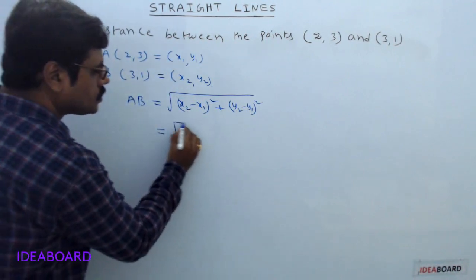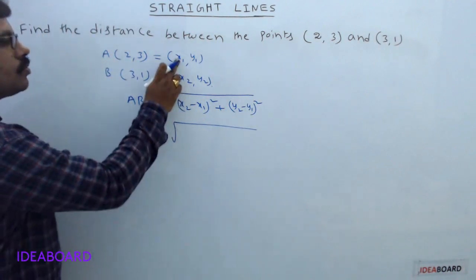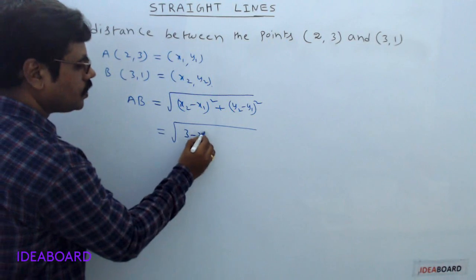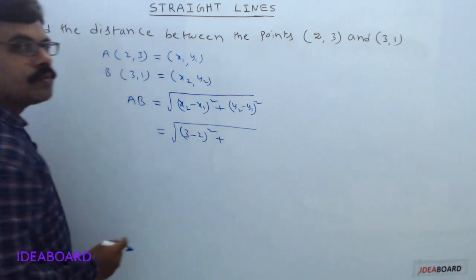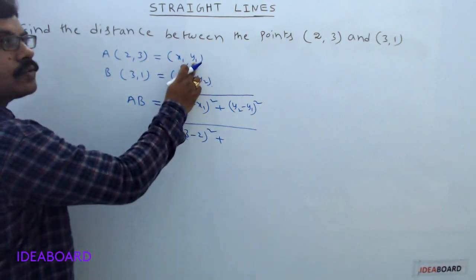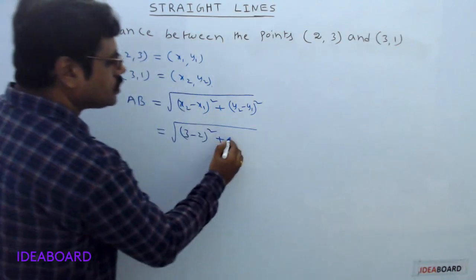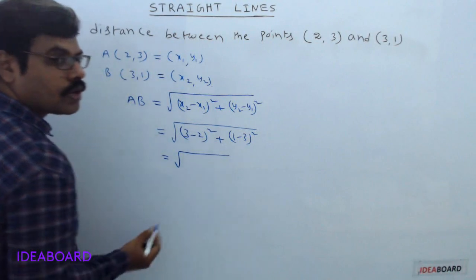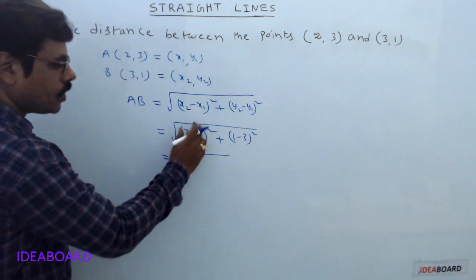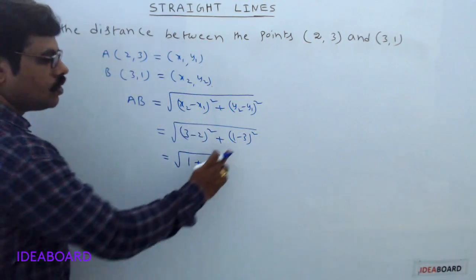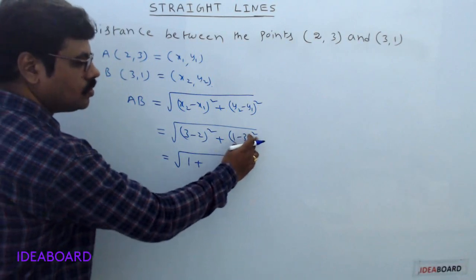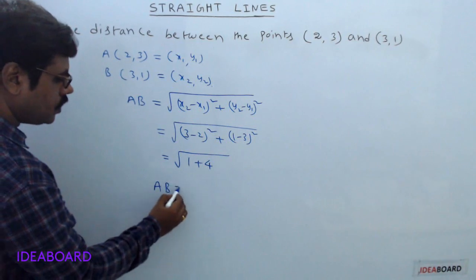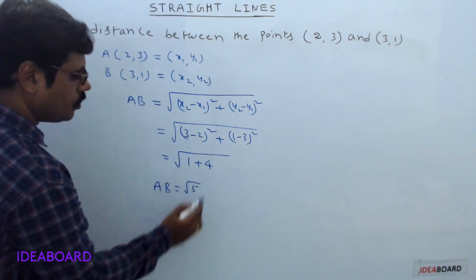It is the square root of (x2 minus x1), that is (3 minus 2) whole square, plus (y2 minus y1) whole square, that is (1 minus 3) whole square. Now it is the square root of 1 square, that is 1, plus (1 minus 3) whole square, which is 4. So therefore AB equals root 5.